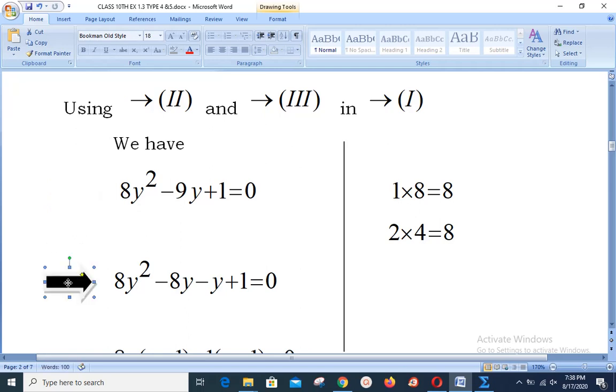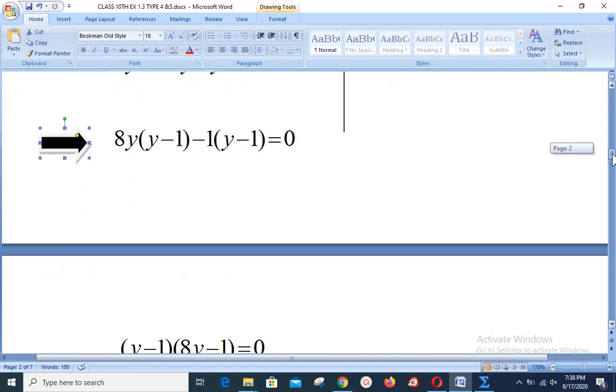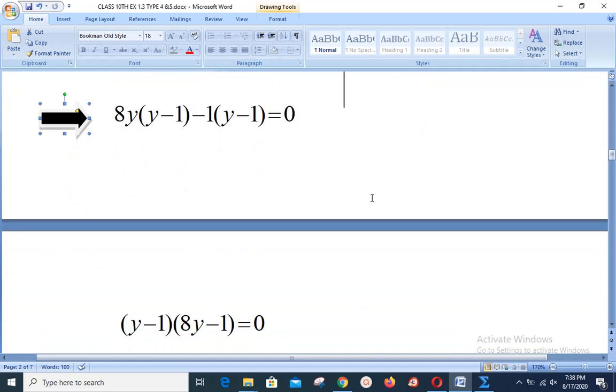splitting minus 9y into minus 8y minus 1y plus y is equal to 0. Now taking common from the first two terms, 8y is common. By taking 8y common, we are left with 8y into y minus 1. Then among term number 3 and term number 4, minus 1 is common. Taking minus 1 common, we are left with minus 1 into y minus 1 as is clear in your picture.